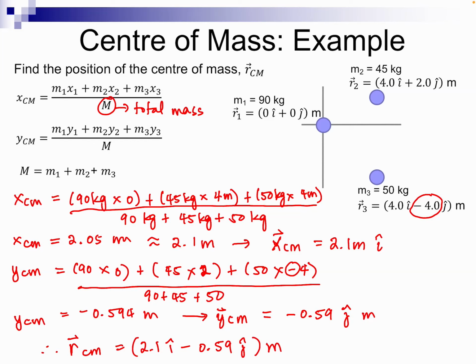So that means if you wanted to balance this thing out, you balance it somewhere 2.1 meters to the right, somewhere here, and 0.59 meters downward. So maybe around here. So this is the center of mass, or balance point, for these three objects here. All right, so for discrete particles or discrete objects, this is how we find the center of mass.